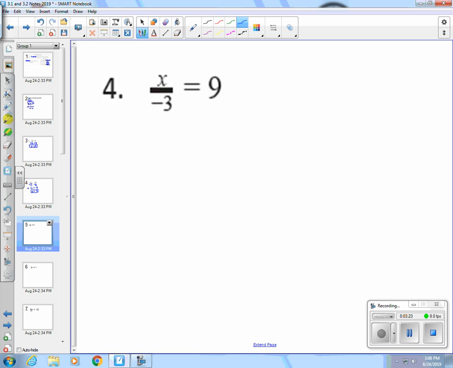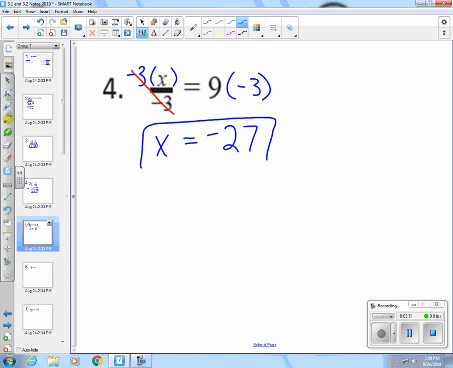Problem number 4 has division. Inverse operation of division is multiplication. And since we're dividing by a -3, that means that we're going to multiply by a -3 on both sides. Notice how I wrote it in the numerator. That is so these two -3's will cancel each other out. That gives -3 divided by -3 is 1. So we're left with x. And then -3 times 9 is a -27. That'll give us our answer of -27 for x.